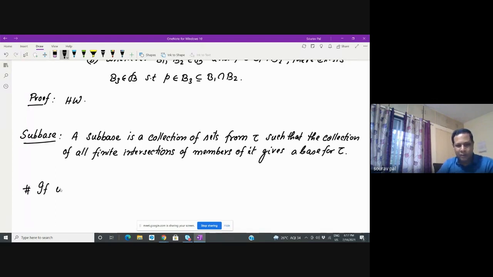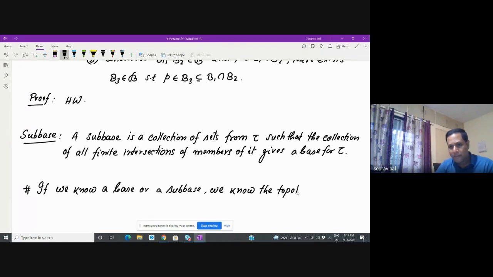If we know a base or a subbase, we know the topology. Okay.